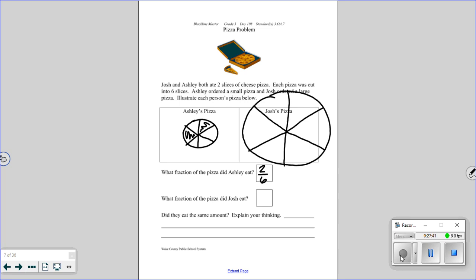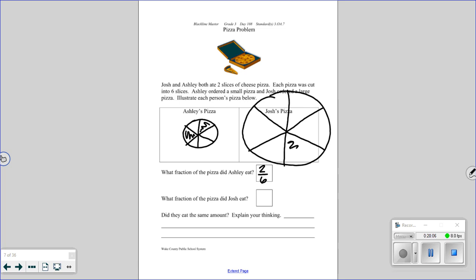So we need to know, okay, we're counting 6. How many slices did he eat? But this is not a trick question. I can see every single hand in the air. How many slices did he eat? Emma? 2. It tells us that in the story.